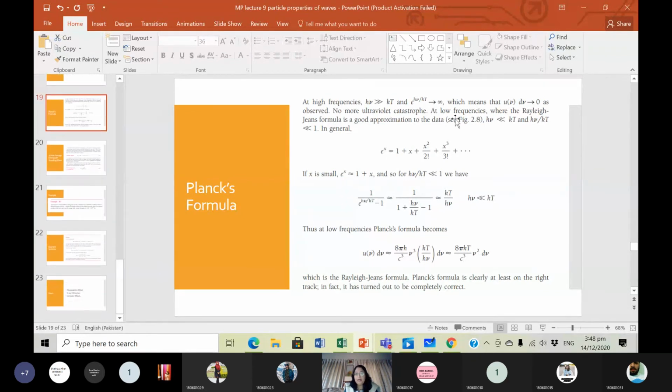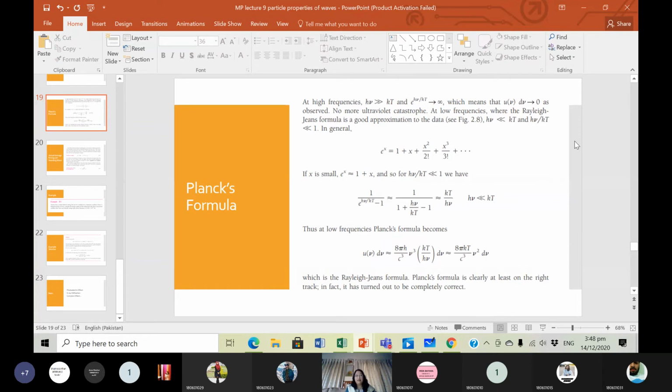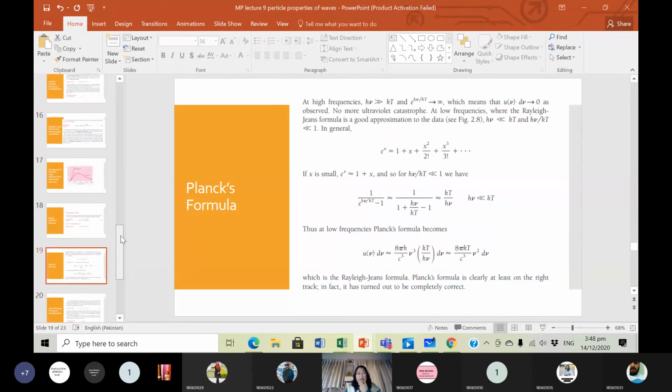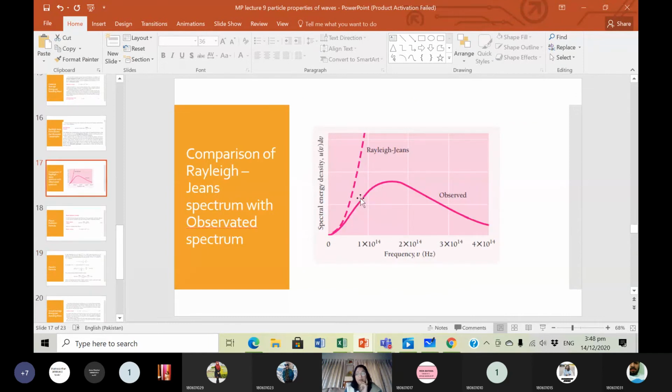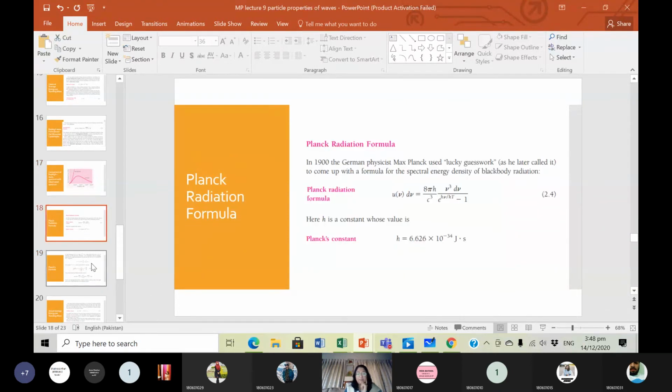So at low frequencies, where the Rayleigh-Jeans formula is a good approximation to the data, the Rayleigh-Jeans formula can be a special case of this, for classical physics. But it won't work at very high frequencies. At low frequencies the Rayleigh-Jeans formula can be a good approximation, but at high frequencies it's not going to work. We have to use Planck's radiation formula.